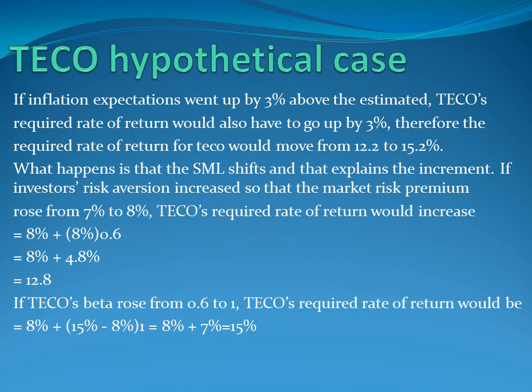If the investor's risk aversion increases, so does the market risk premium. So it rose from 7 to 8%, and TICO's required rate of return would increase based on the calculations stated here. And then if TICO's beta rose from 0.6 to 1, the required rate of return would be 15%.